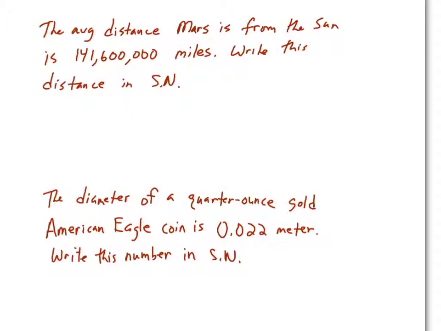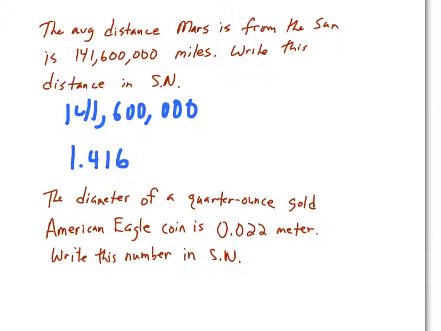So let's say the average distance Mars is from the Sun is 141,600,000 miles. Write this in scientific notation. All right, that's pretty straightforward. So let's write the number. So I'm going to write it 1.416. Now where's my decimal when I need to move it? So it's going to be times 10 to the positive something. So I'm moving it 3, 6, 8 places there. So that's going to mean this is 1.416 times 10 to the 8th. Again, include your units.